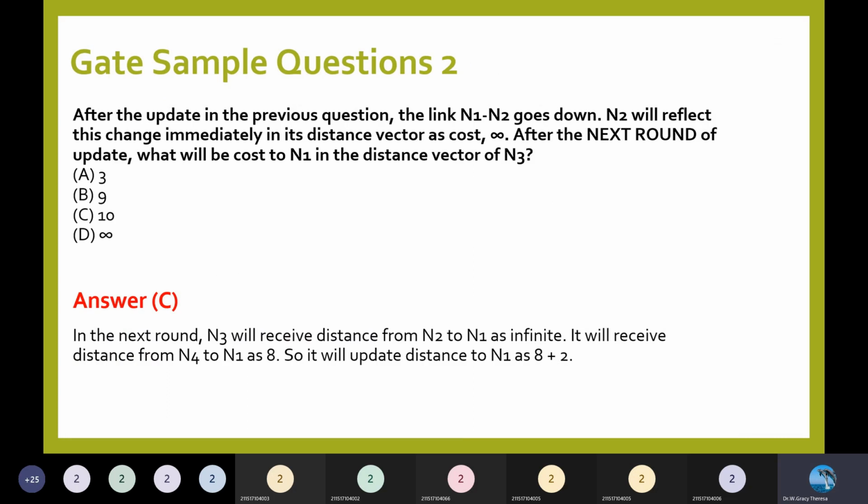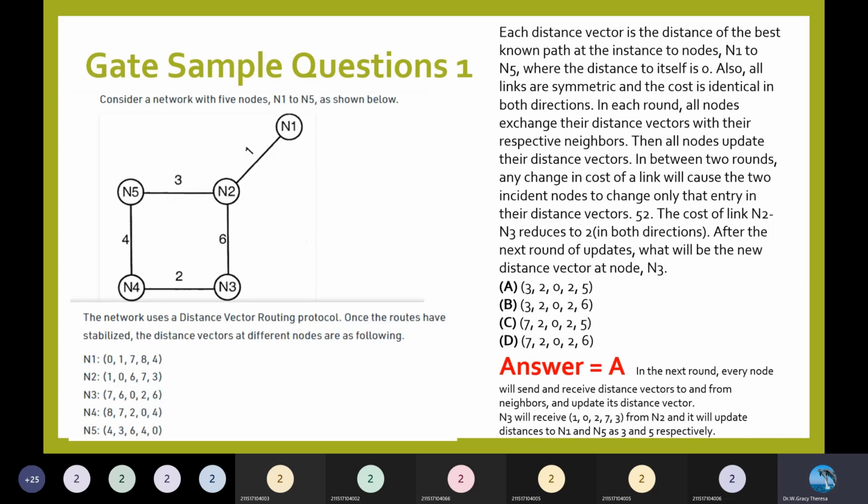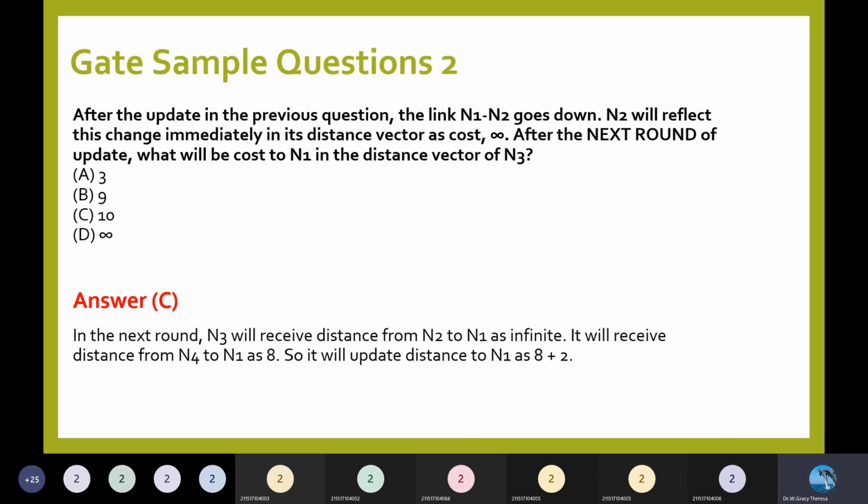Next simple question, based on the previous question. After updating the previous question, the link N1 and N2 goes down. N2 will reflect this change immediately, as the cost is infinite. After the next round of update, what will be the cost to N1 in the distance vector of N3? So according to N3, what is the cost of N1? That is what they are asking here.